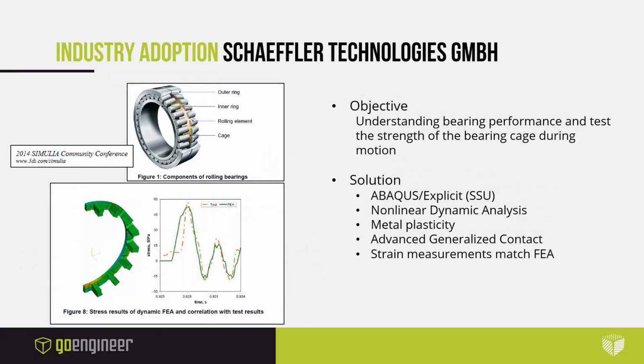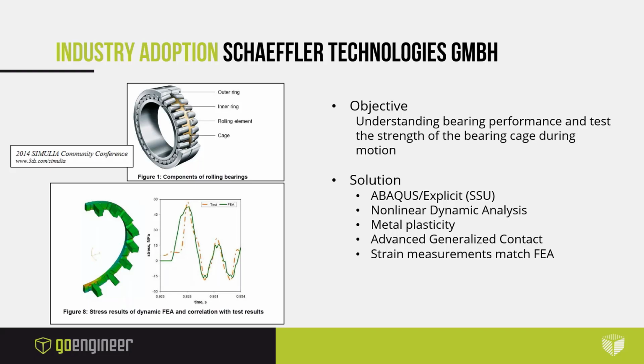Another example is Schaeffler. I'm pretty sure you've heard of this company. They're a very popular bearing manufacturer, and they essentially used the Abaqus solver to test what kind of bearing cages they can implement for their roller bearings. So they want to look at the strength of their existing bearing cages and come up with creative designs. Now the biggest challenge behind executing this is they needed to test this while the bearing was in motion.